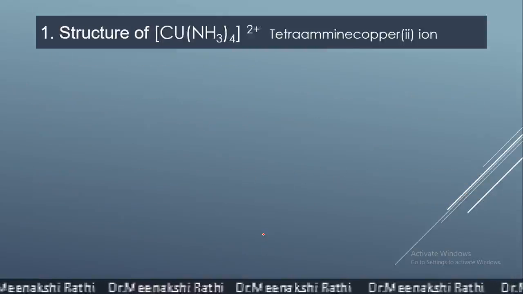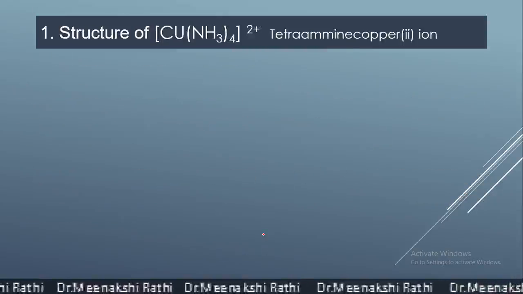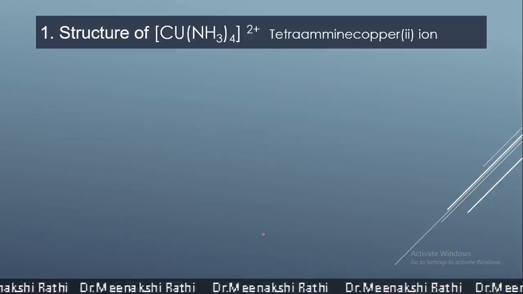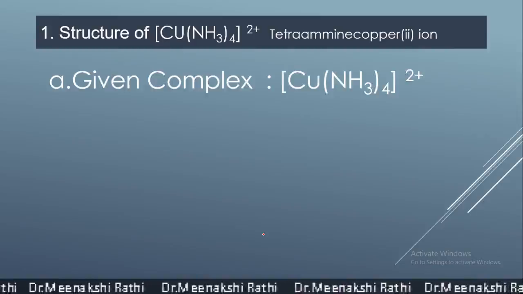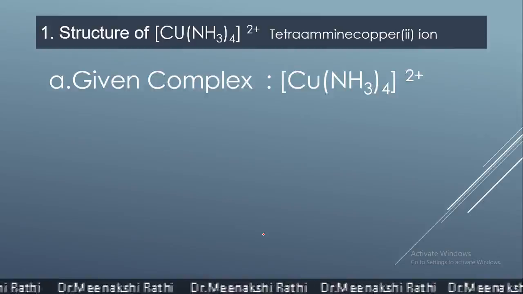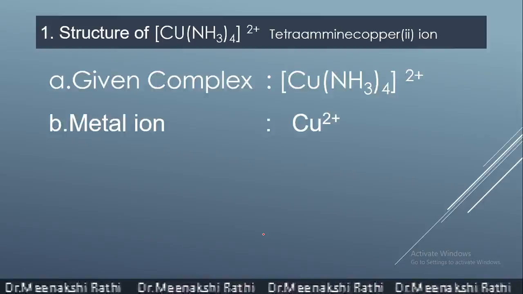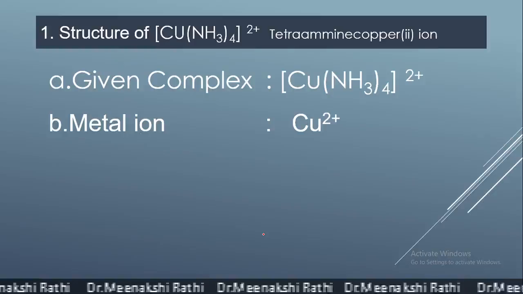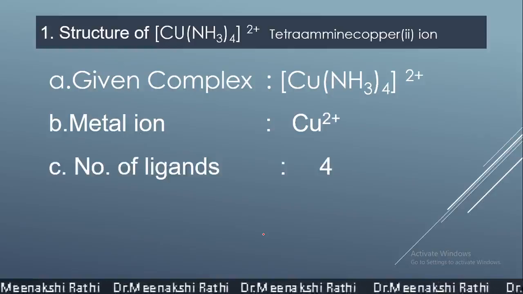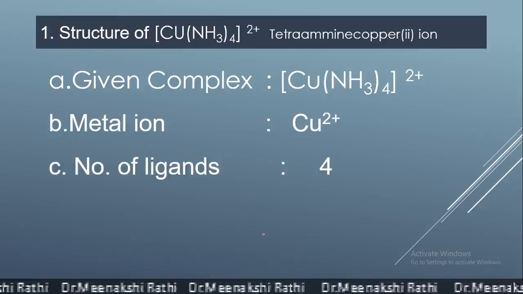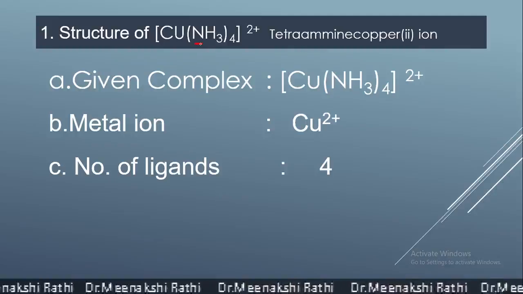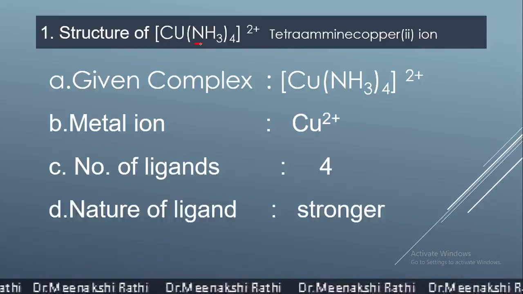Now the next example of a square planar complex is the tetraamminecopper ion. So let's begin. The given complex is tetraamminecopper, [Cu(NH3)4]2+. The metal ion is Cu2+. As 4 ammines are attached, the number of ligands is 4. And for ammine, the donor atom is nitrogen, so it is a stronger ligand.